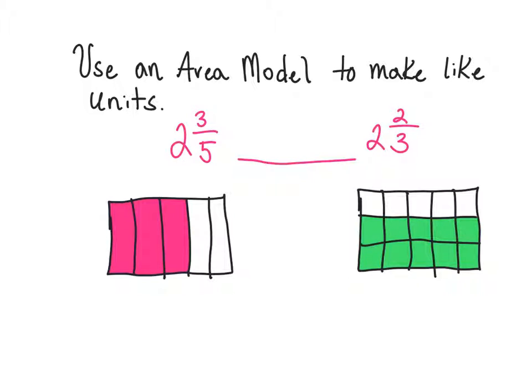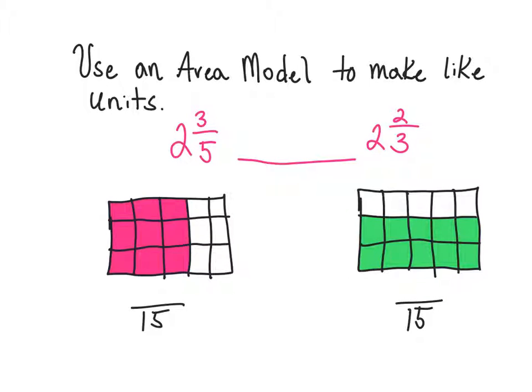So now it's cut up into fifths, and now I'm going to make the fifths that I cut up over here into thirds. We've done this before to find like units. So now you can see that each one is cut up into 15ths. So now we see that our common denominator is going to be 15.